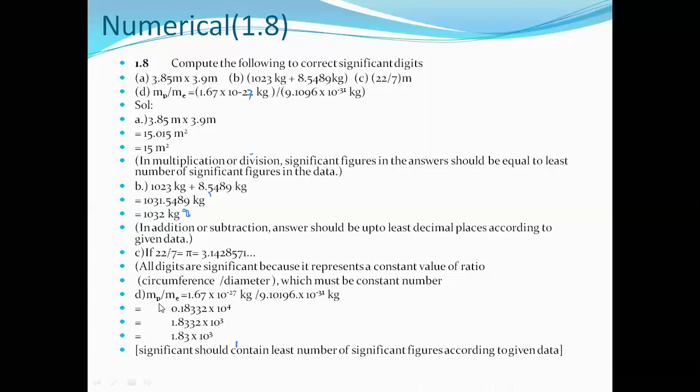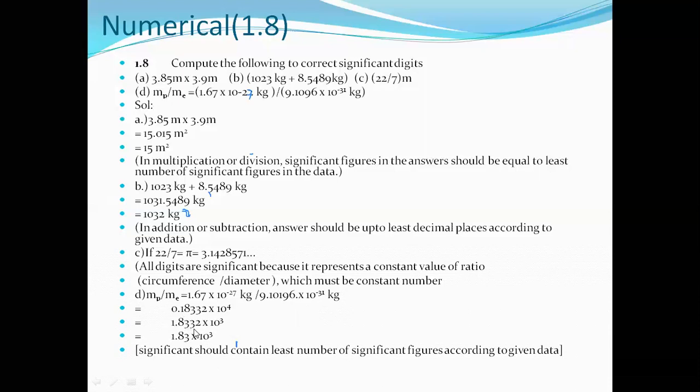The mass of a proton, as I told you, is 1.67 into 10 to the power minus 27 kilogram, divided by 9.10196 into 10 to the power minus 31 kilograms. If we divide these two values, we will get 0.18332 into 10 to the power 4. Writing it in scientific form, we will get 1.8332 into 10 to the power 3.